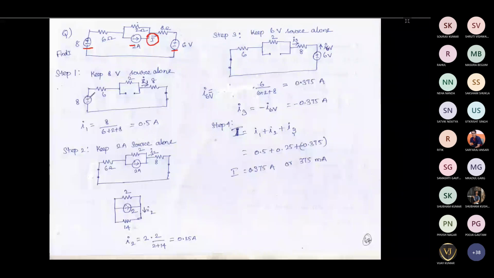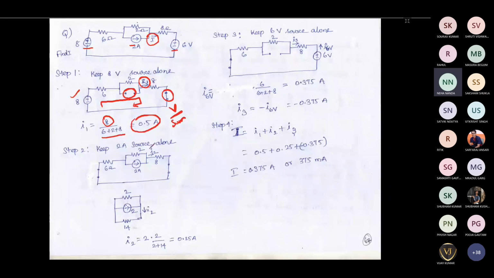You have to consider only one source at a time. Here they have considered the 8-volt source. If the 8-volt source is considered, the current source should be open circuited and the other voltage source should be short circuited. So this becomes a simple circuit. The current flowing through this path, I1, is given by voltage divided by the sum of the resistances. Here the voltage is 8 volt and the sum of the resistances is 6 plus 2 plus 8, because all three resistors are connected in series. So you get the current as 0.5 ampere.